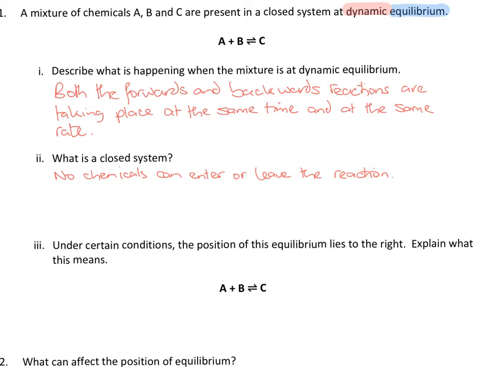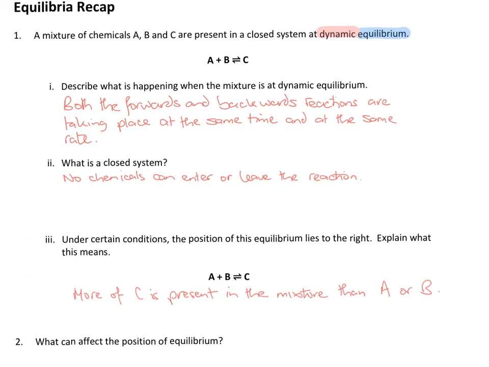So in the question being asked here, it's asking us, what does it mean to say that the equilibrium lies to the right in this particular example of A plus B goes to C? We are saying that there is a lot more of C present at dynamic equilibrium, when the system doesn't appear to be changing, than there is of either A or B. So we've got a lot more of C than A or B.